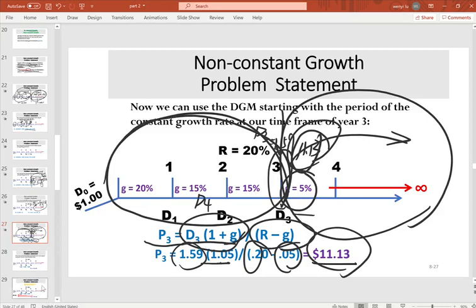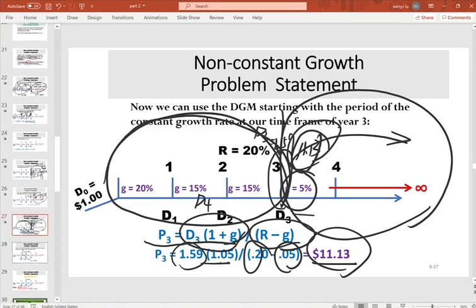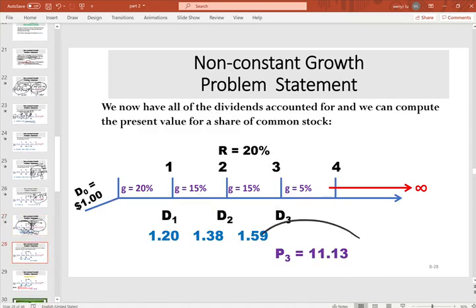So let's take all this together. We know our P3 is $11.13 for this part.